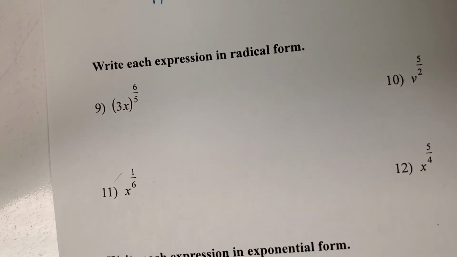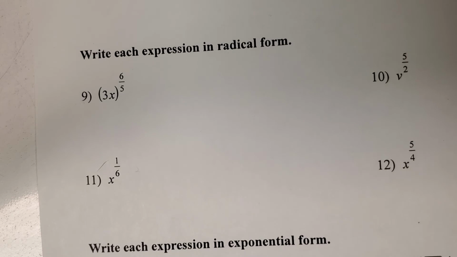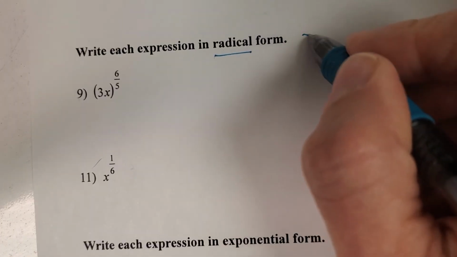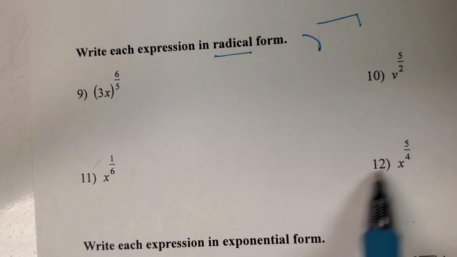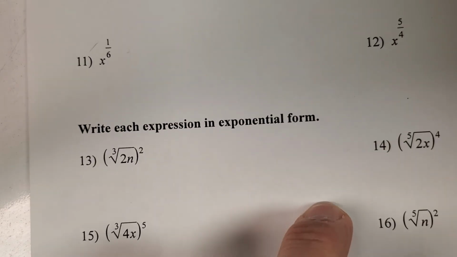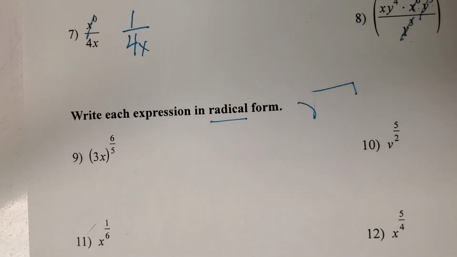All right, so now we're done with simplifying using our rules. This is our new rule where we learned how to rewrite it. We're not really doing any math, we're just rewriting it. So this says to change it to radical form. Remember, this is a radical sign. So all of these are going to have radicals, whereas in these next 4, they already have radicals, and I'm going to switch them to exponents that are fractions.